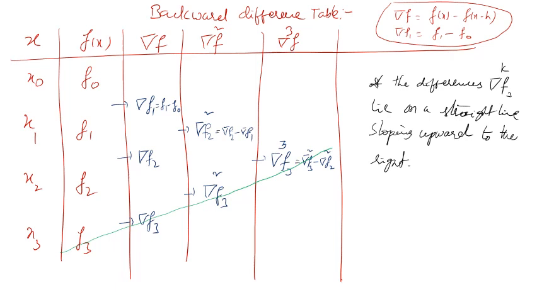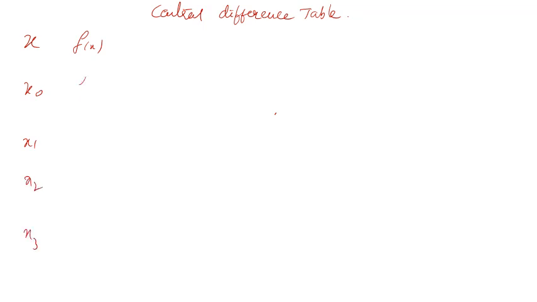Okay, and the next table is what? Central difference table. Let me consider the same data, x versus f of x, x0, x1, x2, x3. Corresponding function values f0, f1, f2, f3.